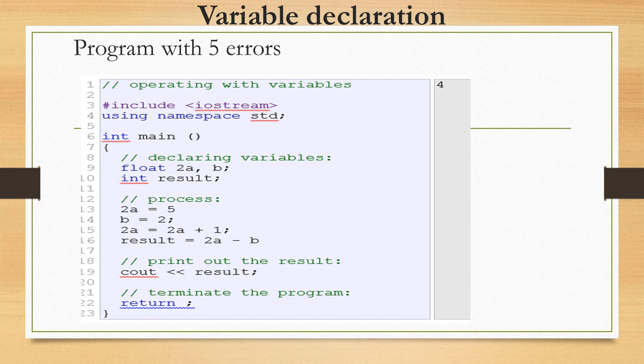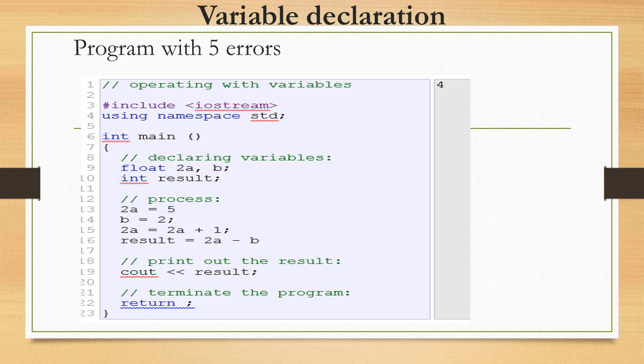2a, we don't start a variable name with anything like a digit or numbers. So here the variable 2a is invalid. So that's one. b is valid, int result is valid. Look at the process, 2a equal to 5. 2a is an invalid identifier, an invalid variable name, not even to talk of making an assignment with it. b equal to 2, that one is correct. 2a equal to 2a plus 1 is totally wrong.